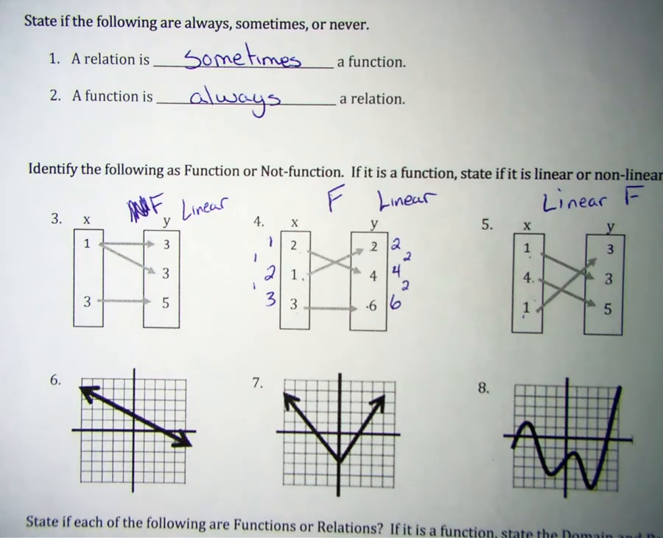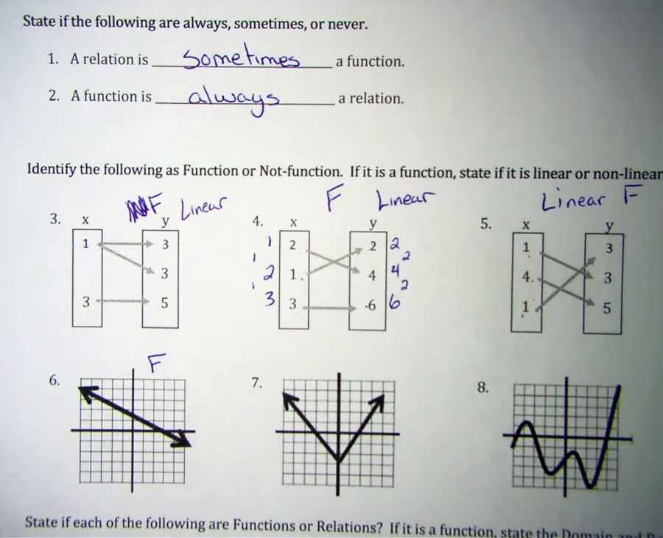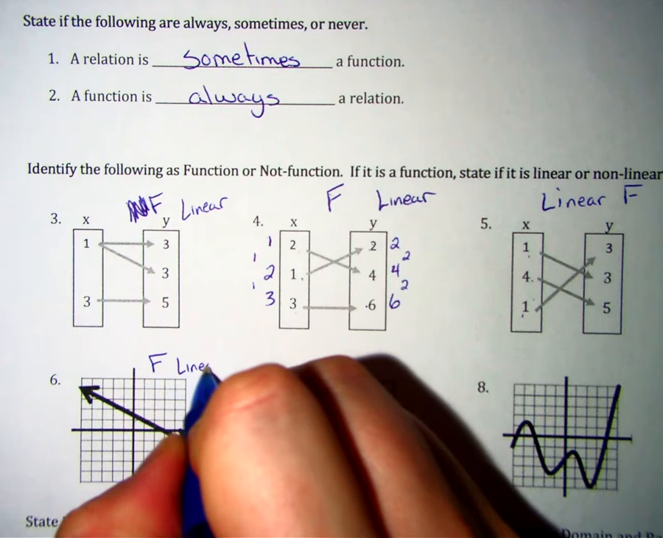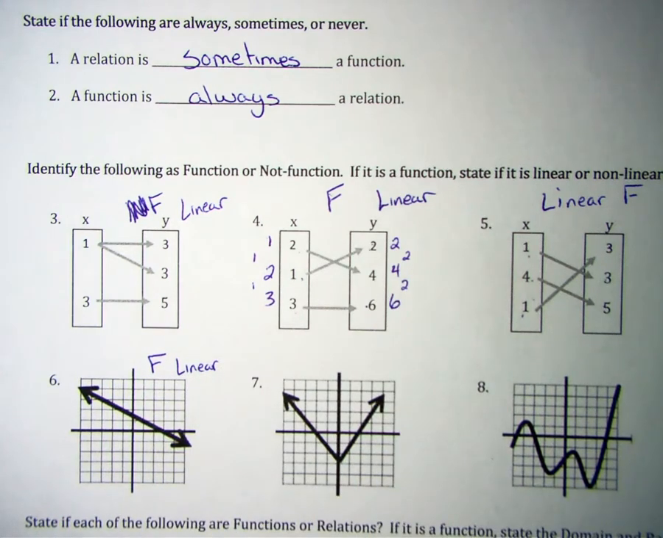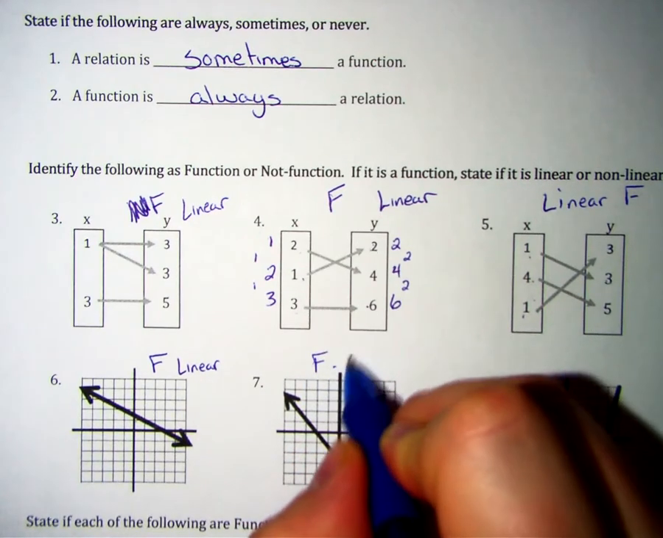Number 6, function or not function. That's obviously a function because it's a straight line that would pass the vertical line test. And since it's a straight line, it would be linear. Number 7, again, we have a function. There's not a constant rate of change, so we're going to call this a function that is not linear.